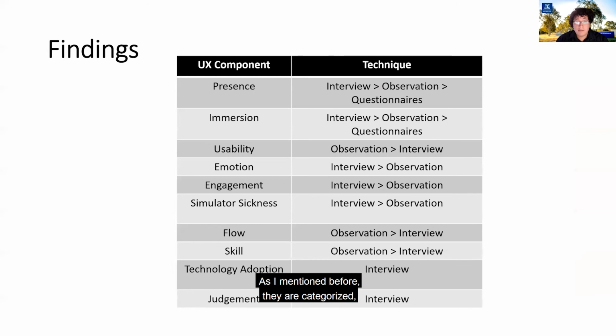So these are the findings. As I mentioned before, they are categorized according to the UXIB model. As we can see, let's say presence, we use all the techniques from our method: the interview, the 2 observation techniques, and the questionnaires. But as we can see, the interview provides us more information about the user experience in detail than the observation and the questionnaires and so on. You can see that in the greater than symbol. Then, for example, we have flow. We use the 2 observation techniques and the interview, but the observation techniques provide us more information about the UX and so on. That's all.